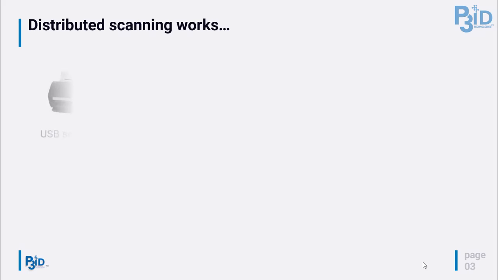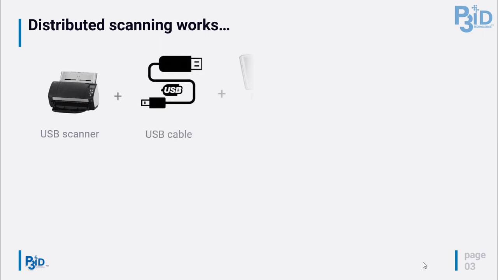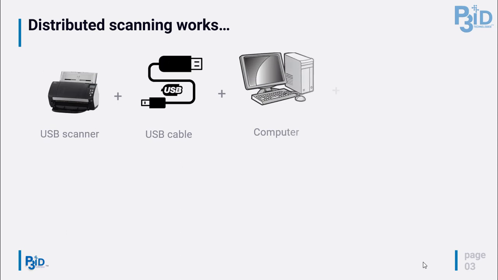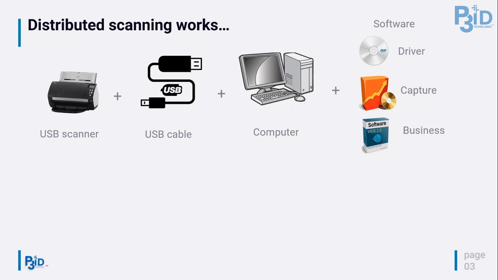As I mentioned, distributed scanning certainly works. It has a great history of success for a long, long time. Many, many millions of users have set up this traditional configuration of a distributed scanning solution. It involves a USB scanner. Then you connect the USB cable to a personal computer. And then you install the scanner driver, typically a Twain driver, an ISIS driver, or in this case, the Fujitsu PaperStream driver, on the PC.